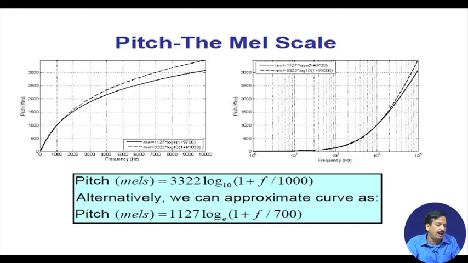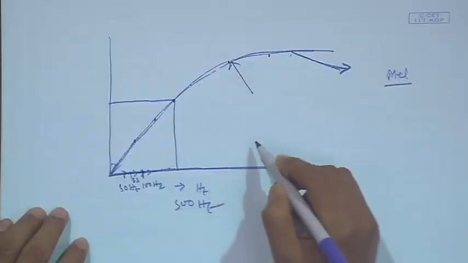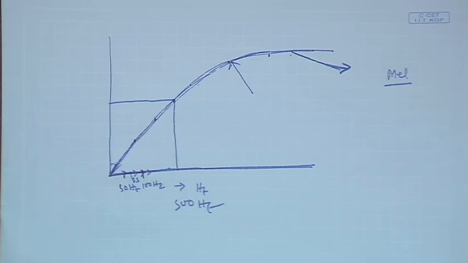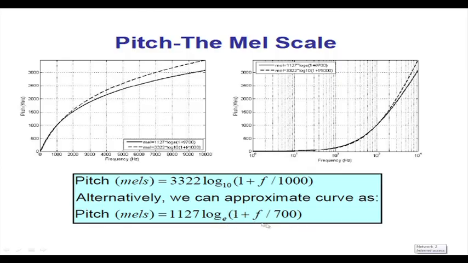In the mel scale I can derive the mathematical equation of this curve. For pitch in mel, there are two equations, and I can use either one: 3322 log10(1 + f/1000), or 1127 log_e(1 + f/700). This equation fits the curve. This is called the pitch mel scale equation, the pitch in the mel scale.